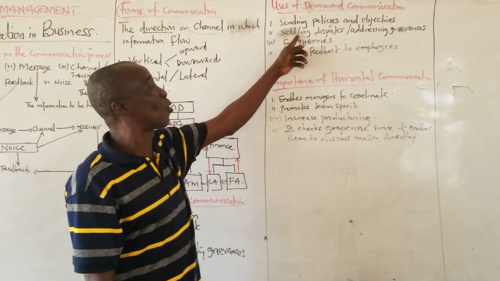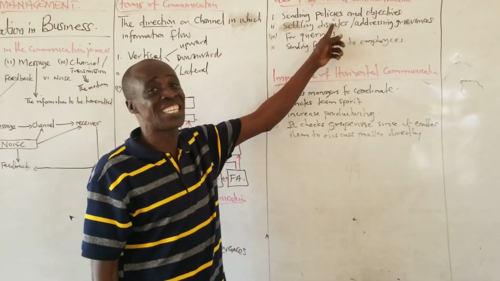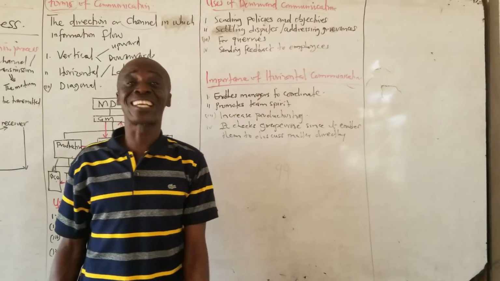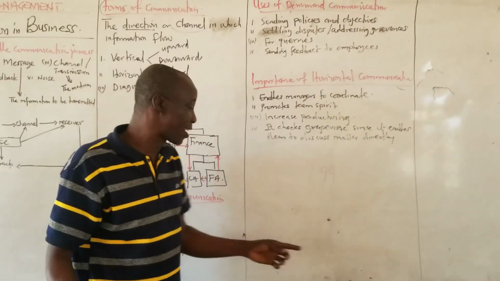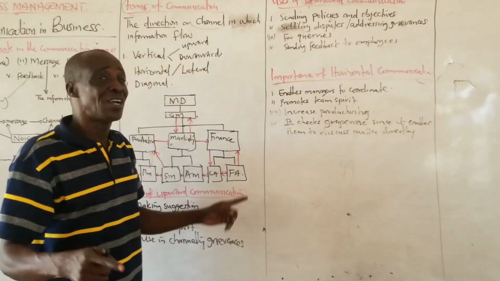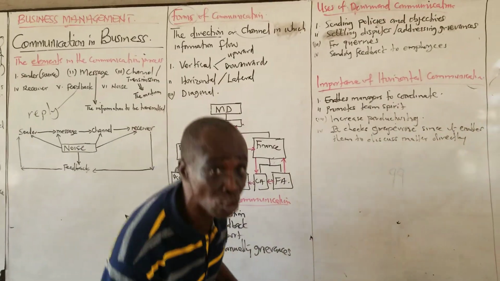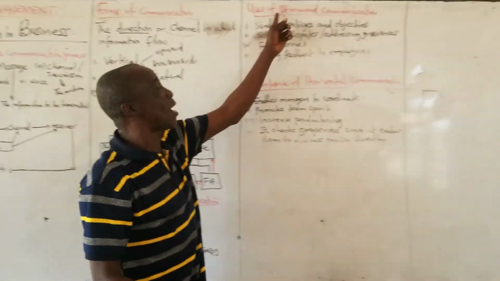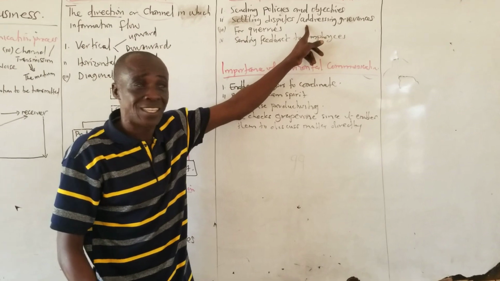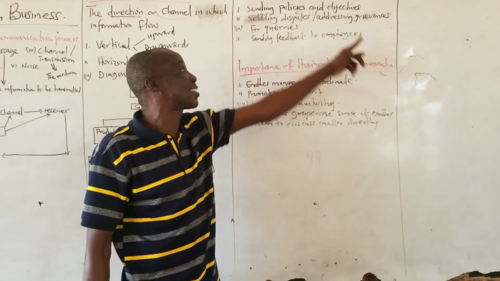Second, when there is any dispute, it is the superior that settles it. So downward communication is used in settling disputes or addressing employees' grievances. When they have any grievances, we use it to address them. Now listen, the employee or the subordinate will use upward communication to send. Then the manager will use downward communication to address it. So the keyword here is address. He is not using it to send, but to address grievances.